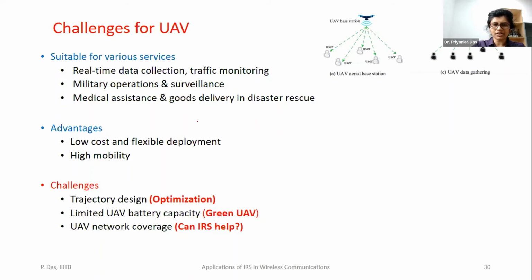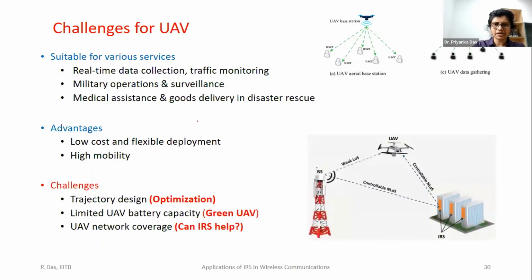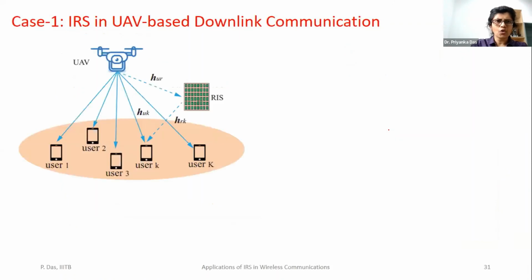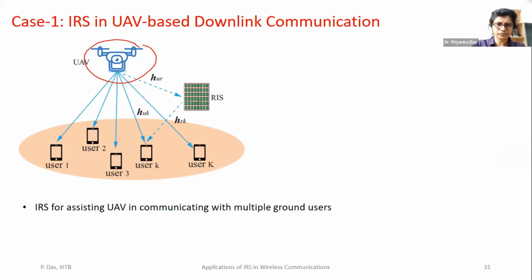Okay, UAV network coverage. Then there is the IRS entry. IRS are helping to get more signal strength from the base stations to the UAV. So I will focus on two scenarios. One is the IRS helping the downlink communications from the UAV to the users. This is UAV-based downlink communication. This is like a flying base station. A lot of users are there. You have a RIS, the signal is reflected via it, and you have a direct path and an indirect path. You will get a better signal. Okay.